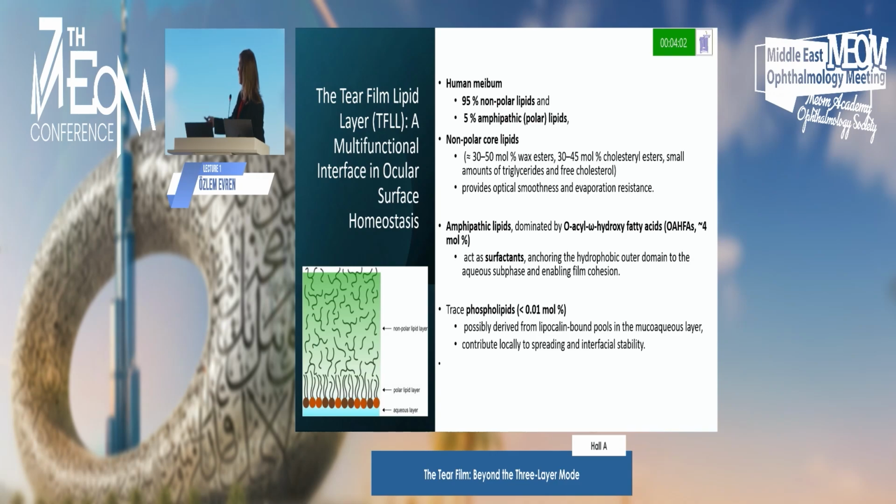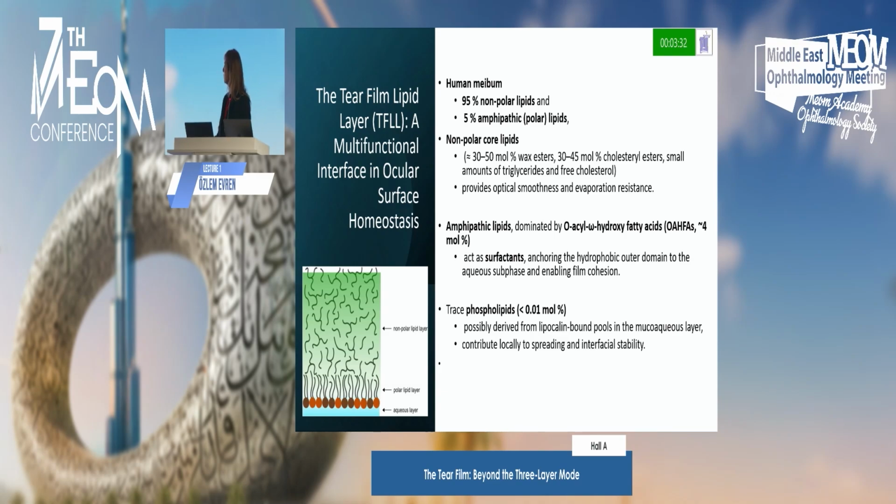The nonpolars are the whole bulk of the lipid layer and have the cholesterol esters and wax esters, and they provide the optical smoothness. But the polar lipids, which are amphipathic, which means they have a phobic and a philic domain, so that they can hold to the lipid layer. These are very important and act as a surfactant, and it helps the cohesion of the lipid layer.